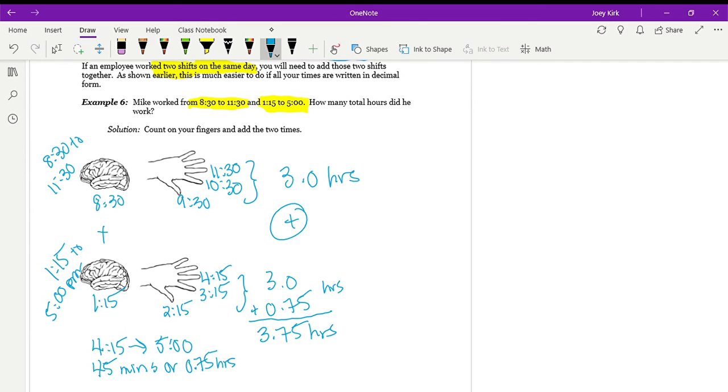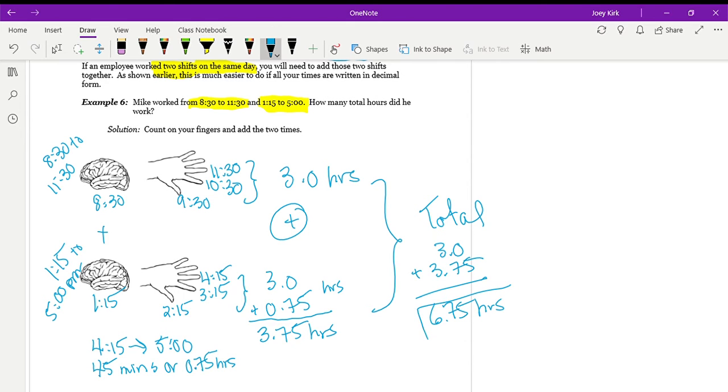Now we're going to take both of these and we're going to add them together. So our total for the day would be 3.0 plus 3.75. So he worked a total of 6.75 hours in the day. Okay? Yay. Okay, awesome. So that's the end of this part here.